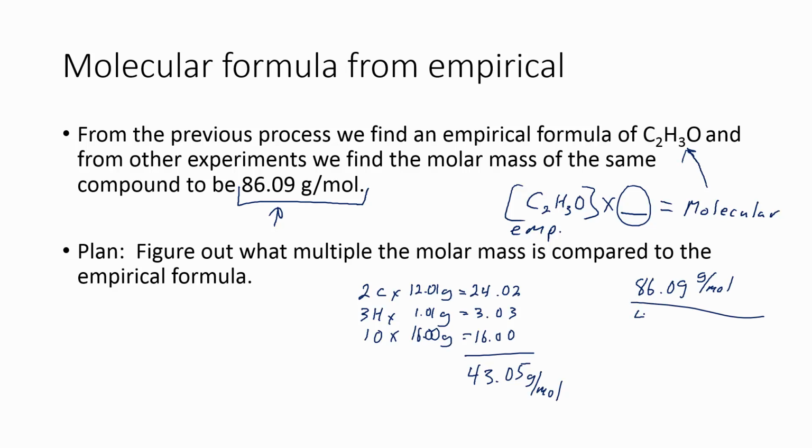All right, so all we do now is take the molar mass of the molecular formula, 86.09 grams per mole, and divide by the empirical formula mass, and we get 2. So this empirical formula will have to be multiplied by 2 to give us the molecular formula. So the molecular formula must be C4H6O2. And if we work this out, 4 carbons, 6 hydrogens, and 2 oxygens, we should get pretty close to this 86.09.